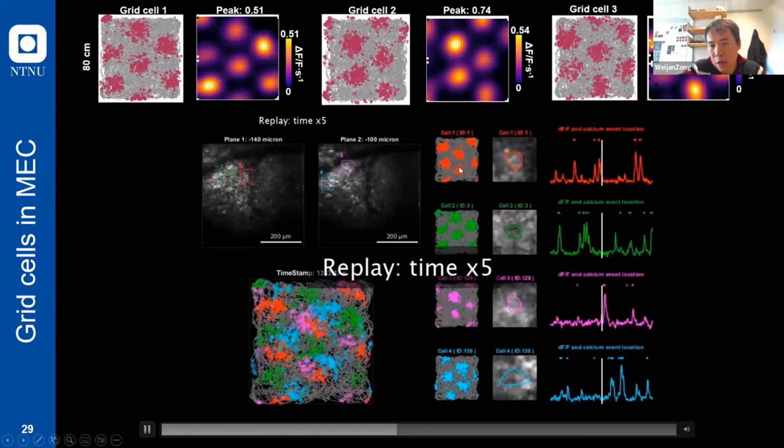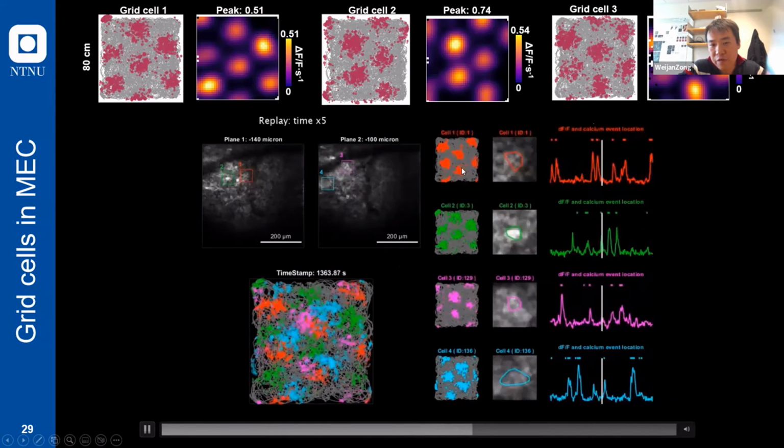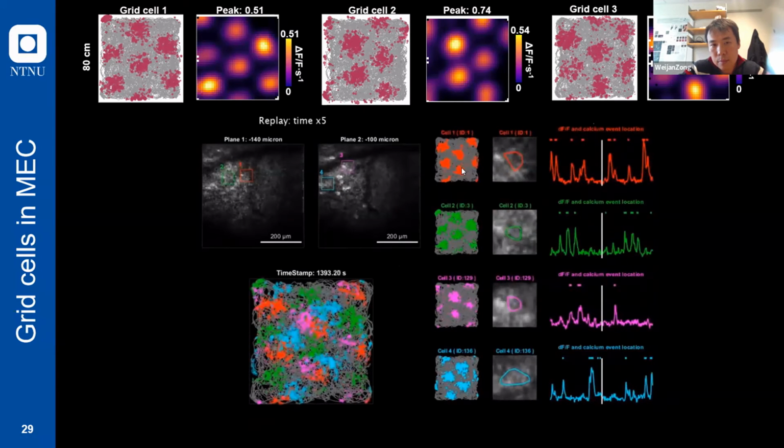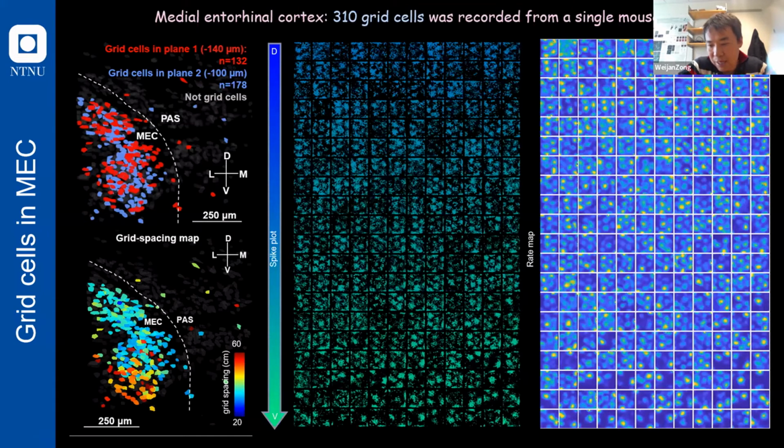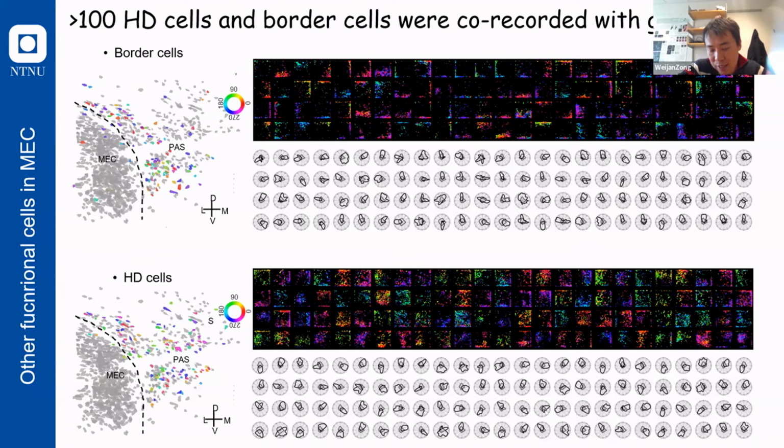And you can see this beautiful grid cell pattern, which just emerged after a few minutes of recording. If you remember, at the beginning, when people discovered grid cells with tetrodes, every time they could only record a few grid cells. And now with our new miniature 2-photon microscope, we are able to record more than 300 grid cells in this example, within 1 animal. And with these grid cells, we also recorded more than 100 border cells and also hundreds of head direction cells.